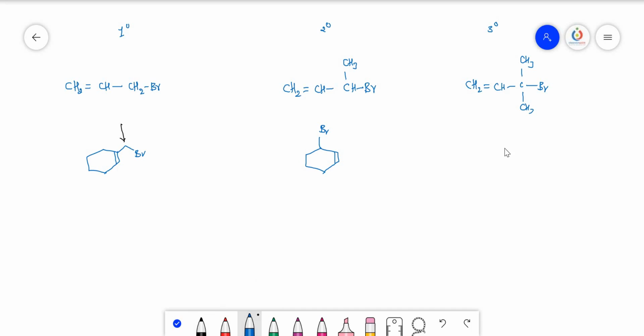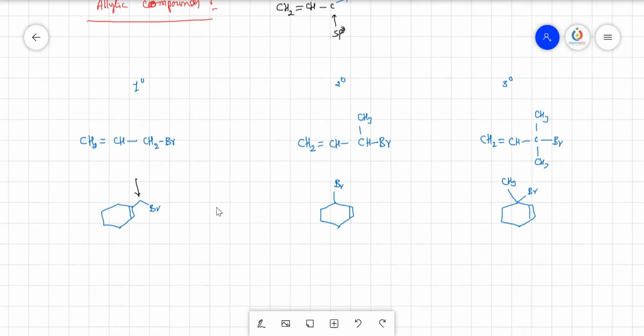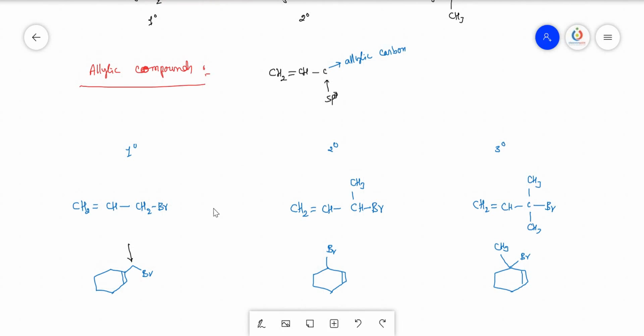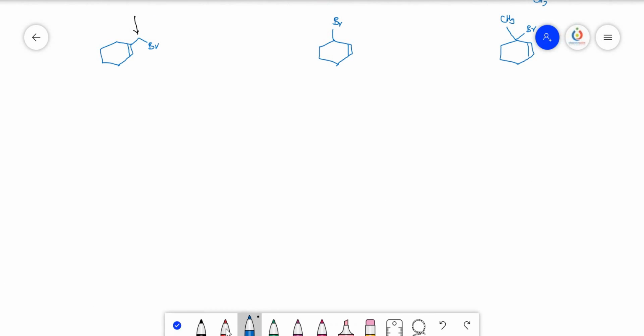And let us take the tertiary allylic. This is an example for the tertiary allylic halides. And apart from these primary allylic compounds, even benzylic compounds also will have the sp3 hybridized carbon. Let us see the benzylic compounds.